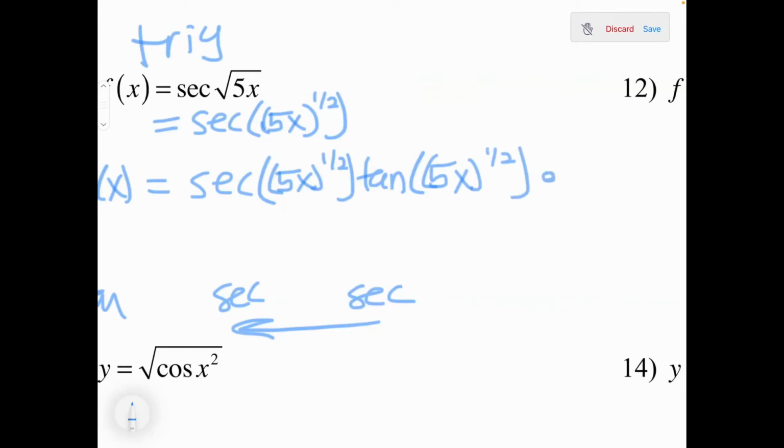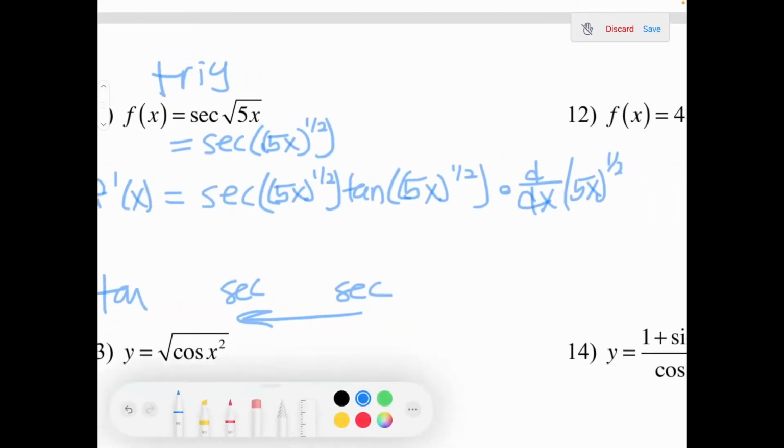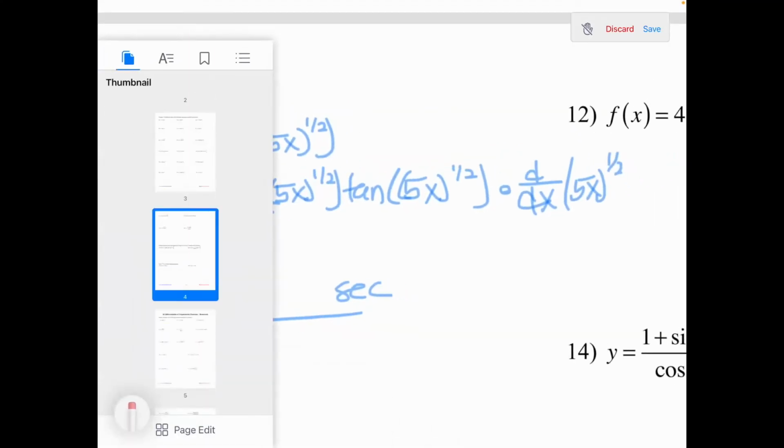And then we have to multiply that by the derivative of the inside function, d dx of this 5x raised to the 1/2 power. And the derivative of 5x raised to the 1/2 power, we're going to have to use chain rule for that.